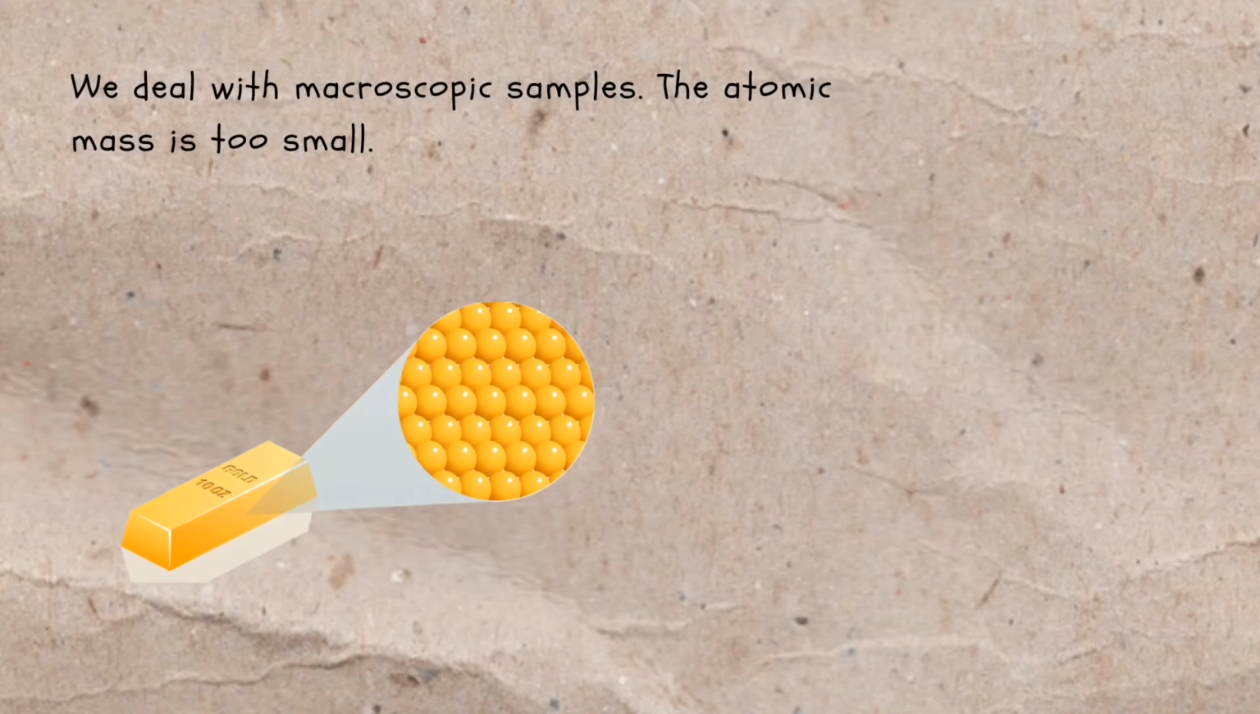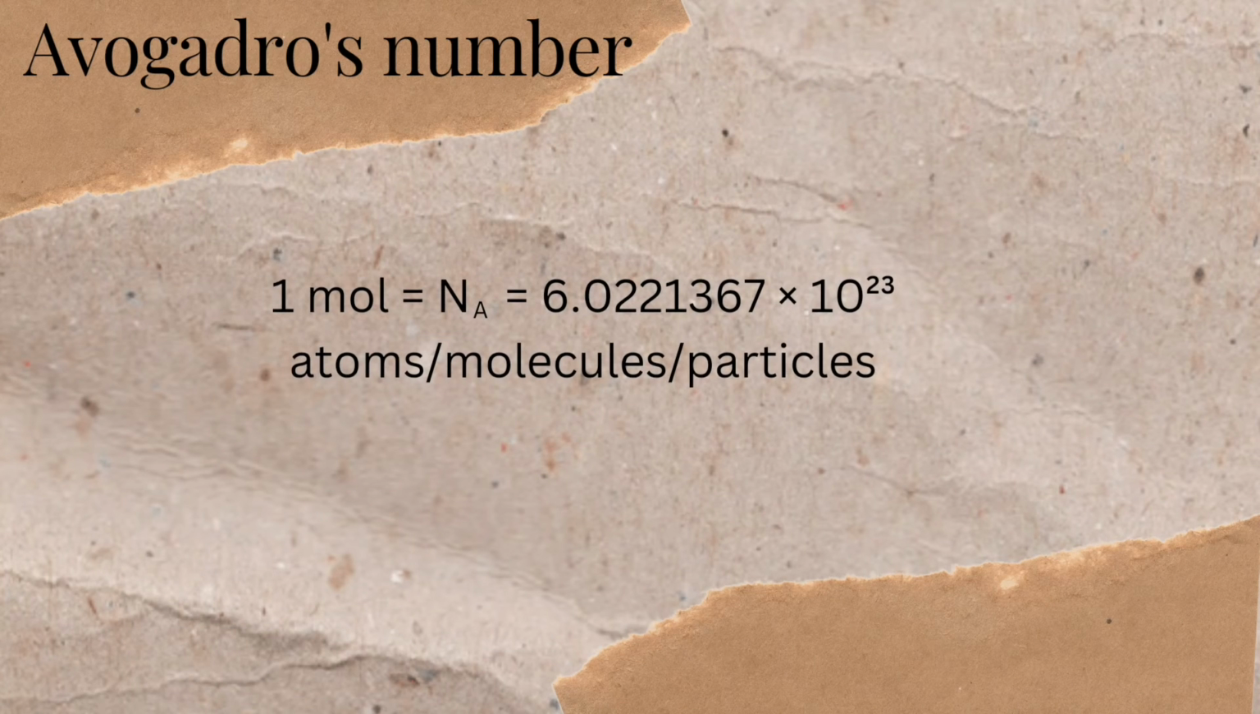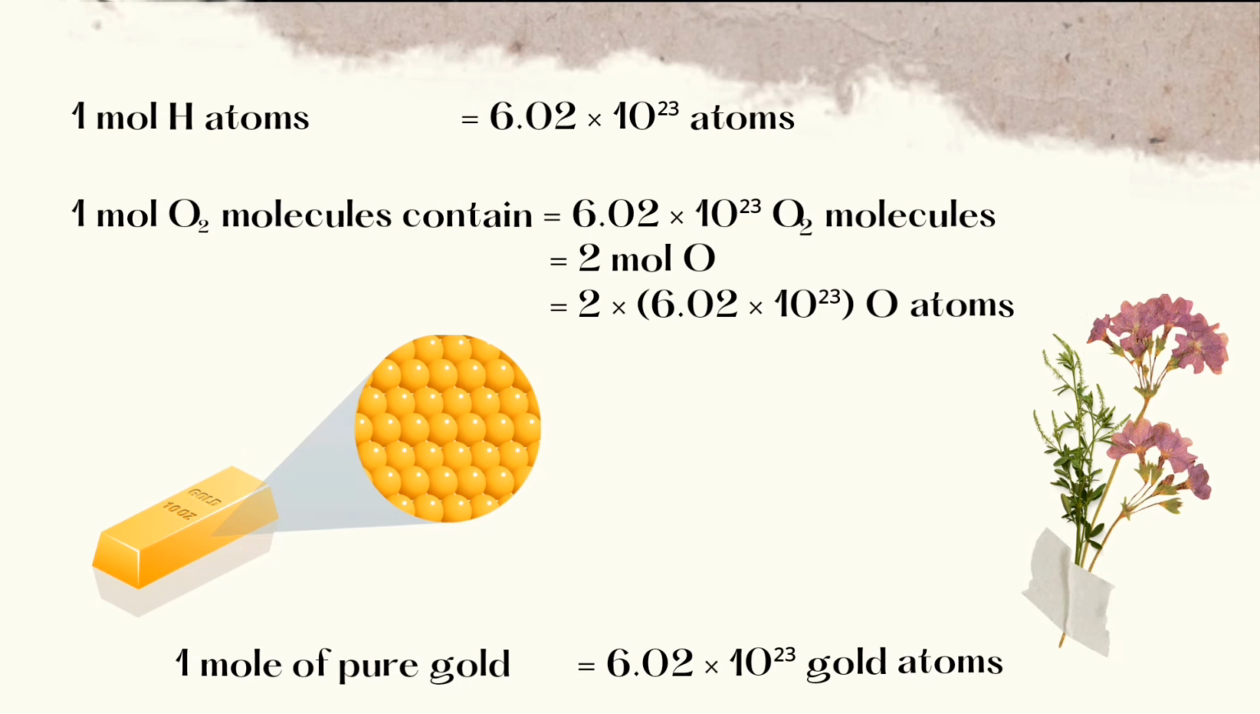We deal with macroscopic samples. The atomic mass is too small. So how can we determine the number of gold atoms? Chemistry has an answer to this. We use Avogadro's number. So 1 mole equals 6.0221367 multiplied by 10 to the power of 23 atoms, molecules or particles. For example, 1 mole of hydrogen atoms equals 6.02 multiplied by 10 to the power of 23 atoms, and so on.